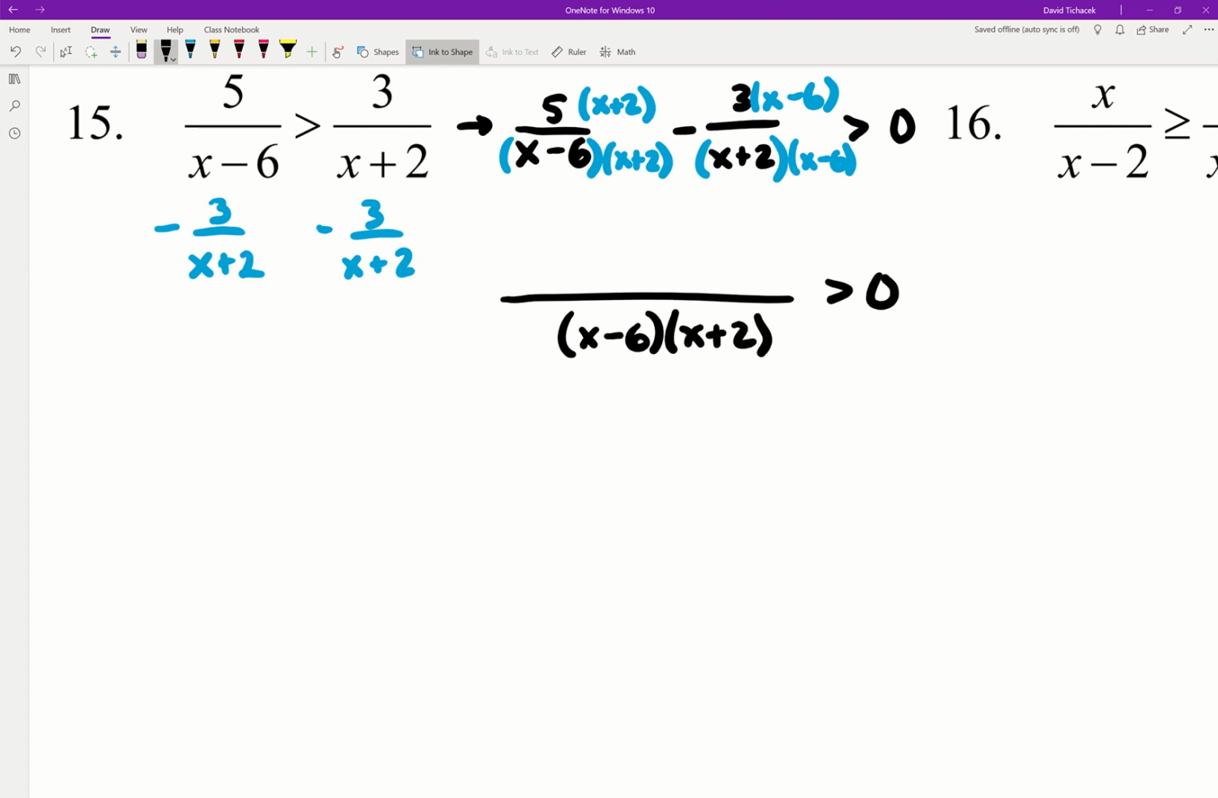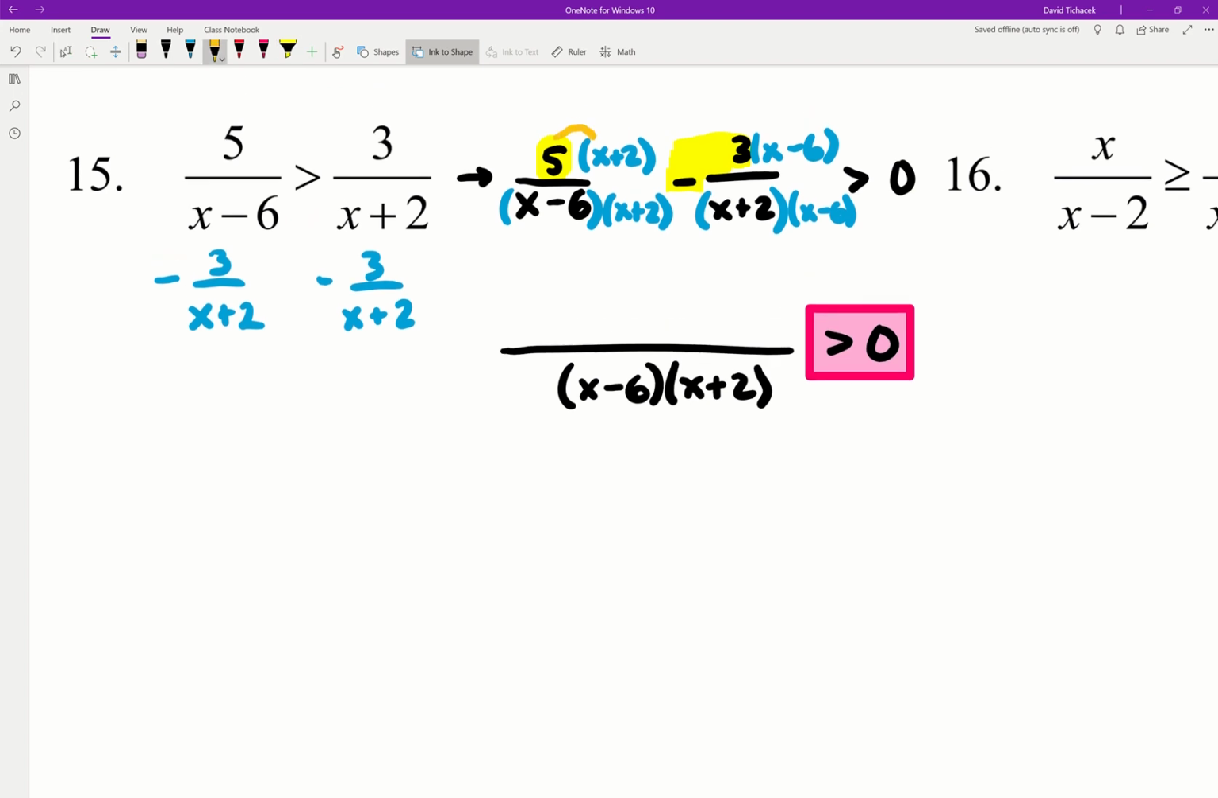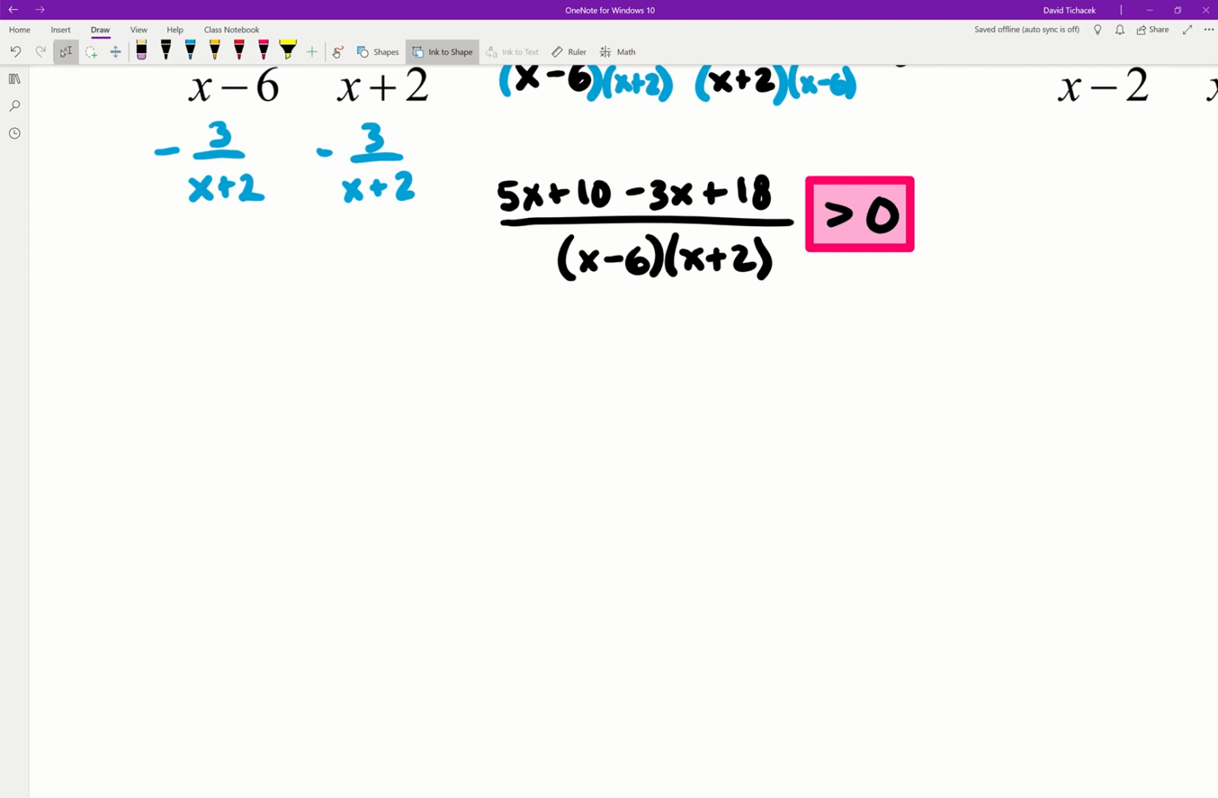Keep in mind, the description we want to fit in this example is to be greater than 0. So we're going to keep track of that just like we did in the previous video on polynomial inequalities. Now, in the numerator, of course, we've got this value of 5 and this value of negative 3 since we're subtracting it away. So we need to distribute that into both terms, and we're going to have 5x plus 10 minus 3x plus 18. We can combine some like terms there. 5x minus 3x makes 2x, and 10 plus 18 makes plus 28.